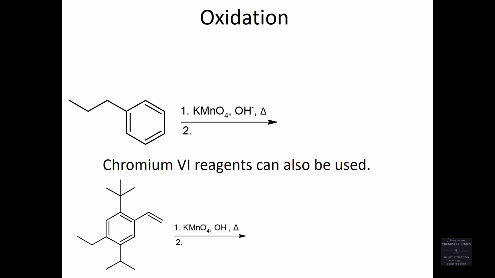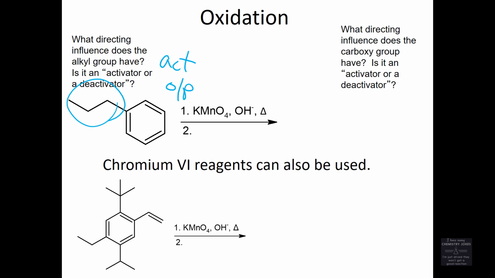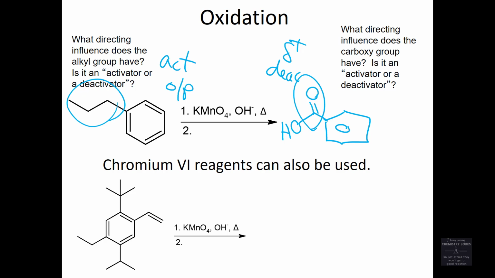Okay. What kind of directing influence does an alkyl group have? We've actually already answered that one. It's got a plain carbon, hyperconjugation, donor, activator, ortho-para. And remember, the product of this is benzoic acid. So what about a carboxy group? That's a partial positive. That's a deactivator. That's a meta director. So I can turn my activator into a deactivator. I can turn my ortho-para into a meta.